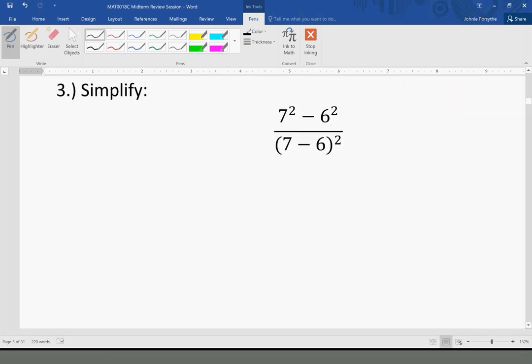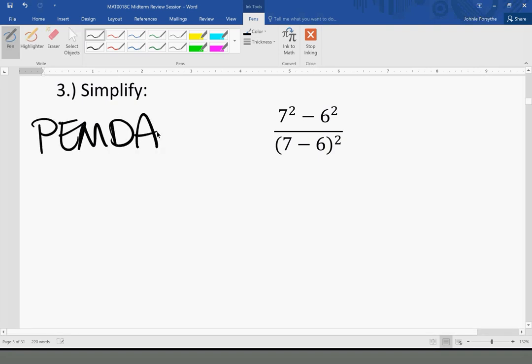Okay, now we're going to simplify this expression. So we have 7 squared minus 6 squared, divided by (7 minus 6) squared. Okay, so order of operations.